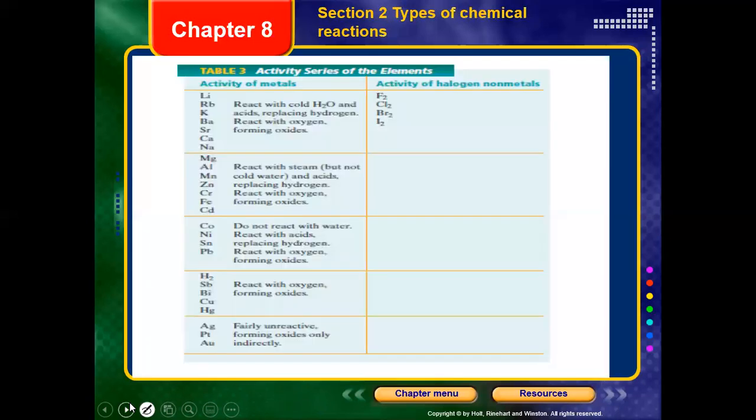Now, single displacement reaction depends on the activity series, or reactivity series, depending on the reference. In this table, as you can see, Table 3, activity series of elements, the table is divided into 2 columns and 5 rows. Why did we divide it into 2 columns? Because the first column is about the activity of metals, and the second one is the activity of halogens, non-metals.